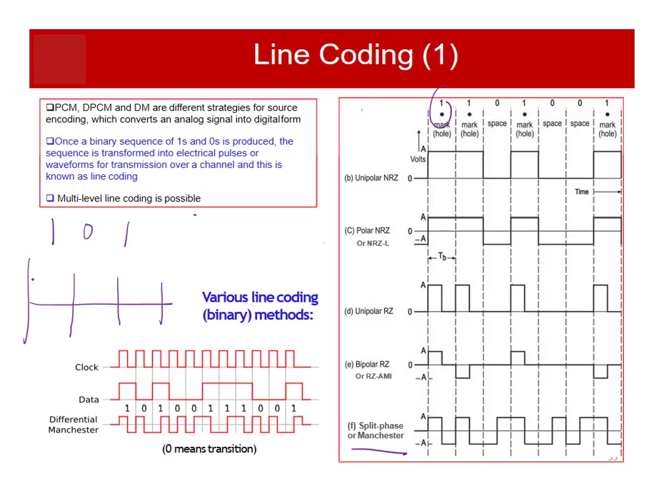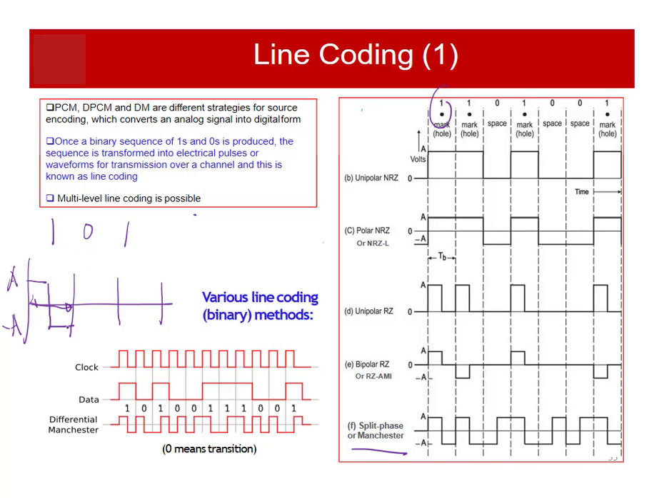For 1, you have positive A for half the time. Instead of returning to 0, it will go to minus A for the other half. This is the full time period: for half of the time you have positive A, and for the other half you have negative.